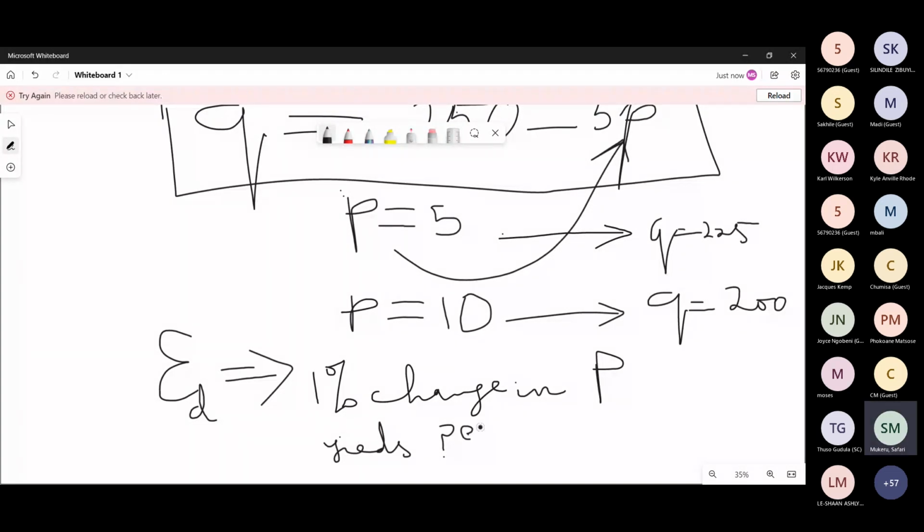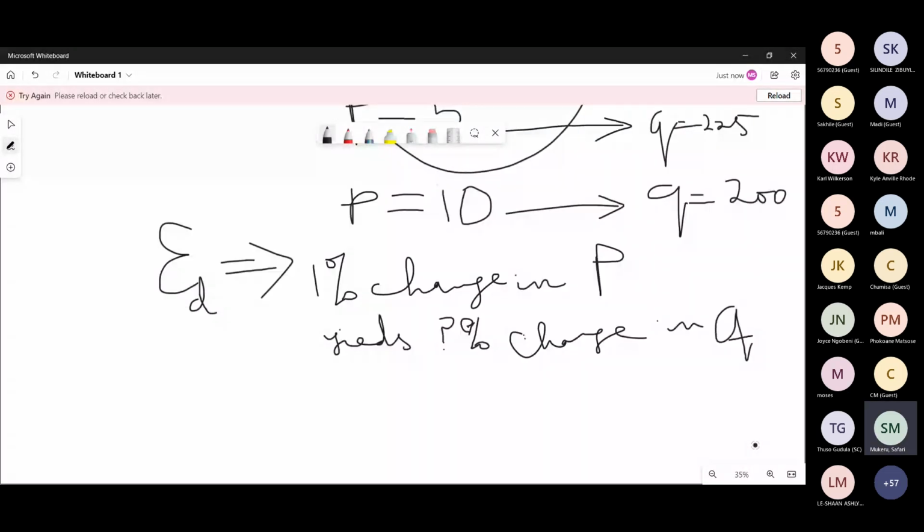Are you with me, please? You must understand the concept very clearly. That is what we call elasticity, or price elasticity of demand. Which percentage change in Q corresponds to a 1% change in the price? Now the formula here is easy.